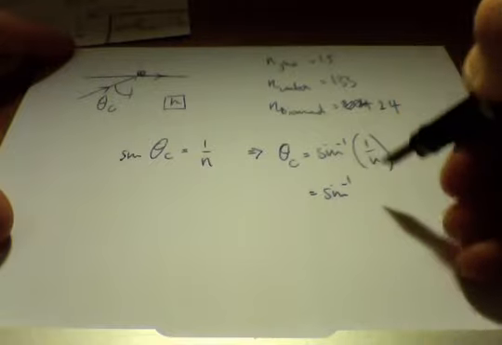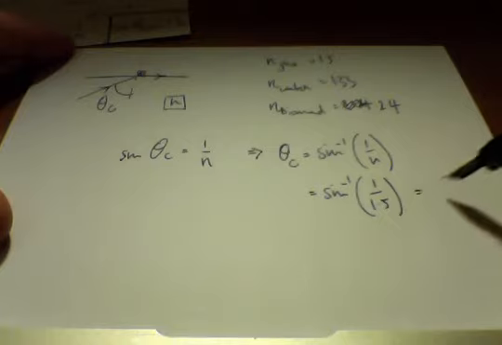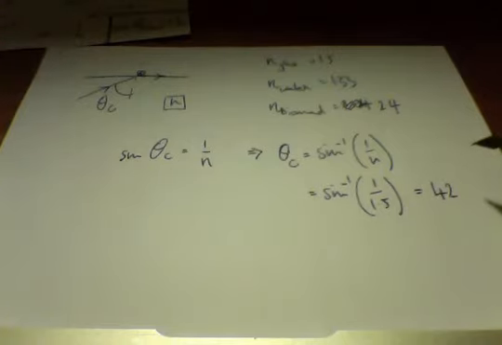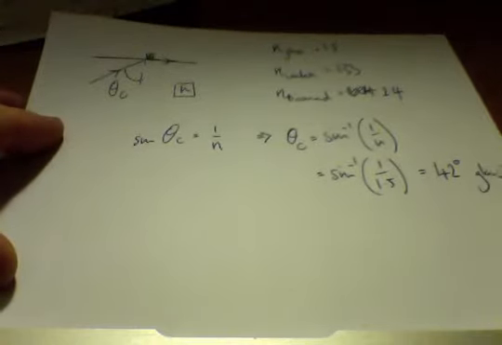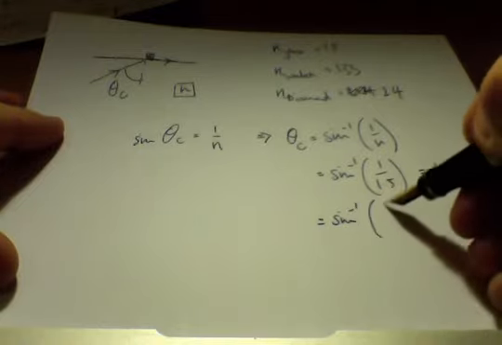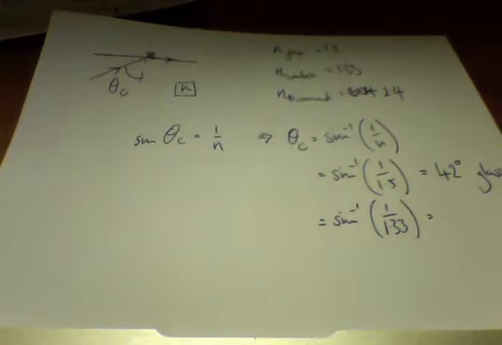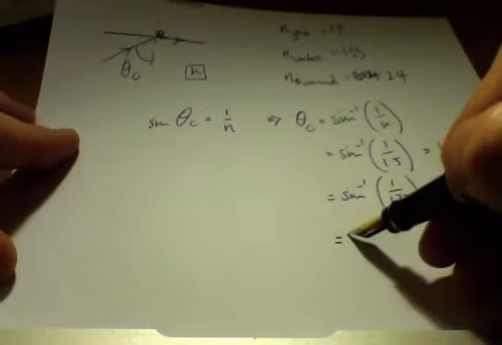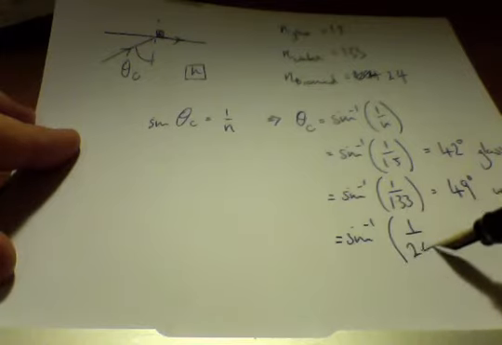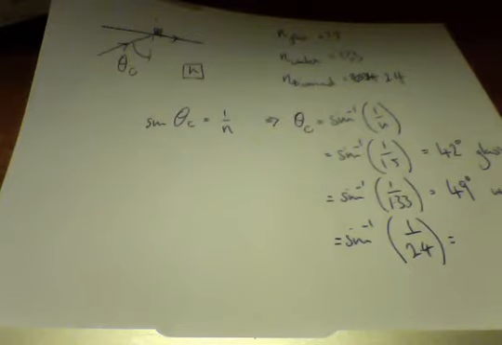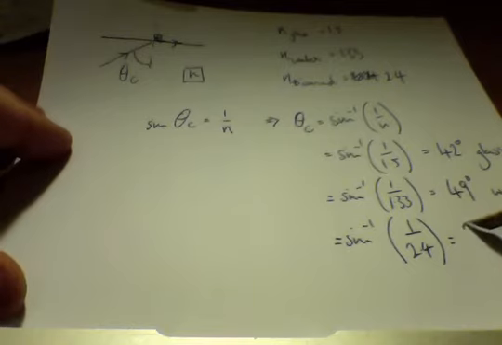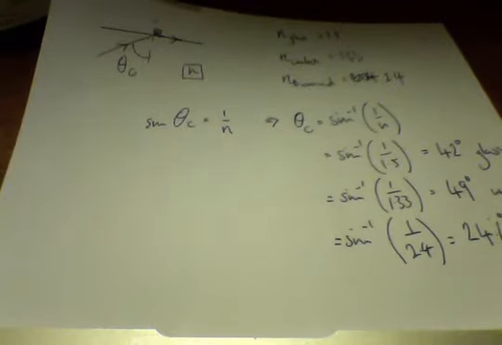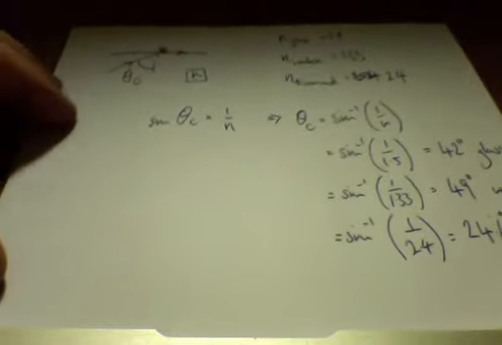So let's try that. Sine to the minus 1 of 1 over n for glass gives us 42 degrees. That's for glass. What about water? Quickly put that into the calculator. That gives us 49 degrees. And if we look at diamond, that will give us an even smaller value, 24.6 degrees. Okay, that's quite interesting. But what happens when we go beyond the critical angle?